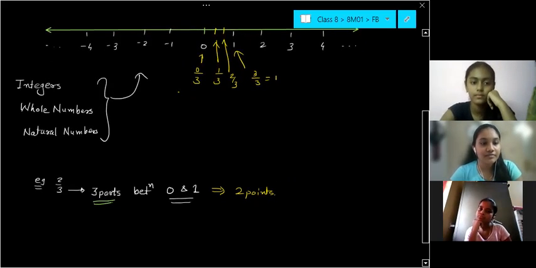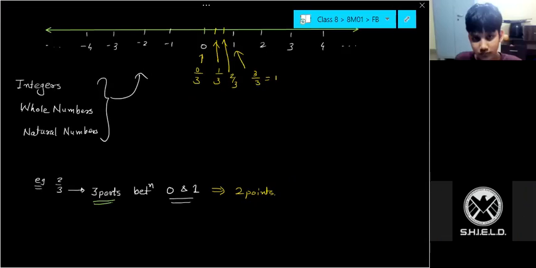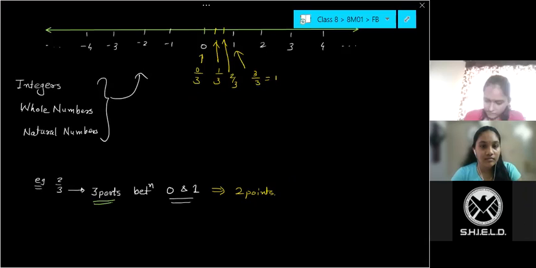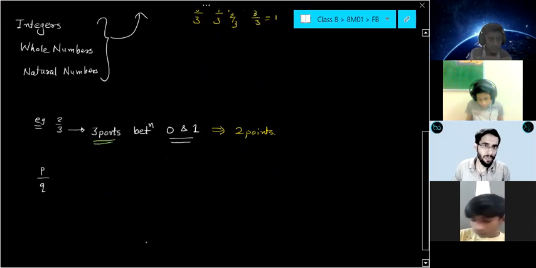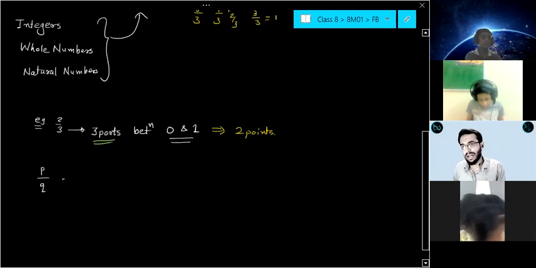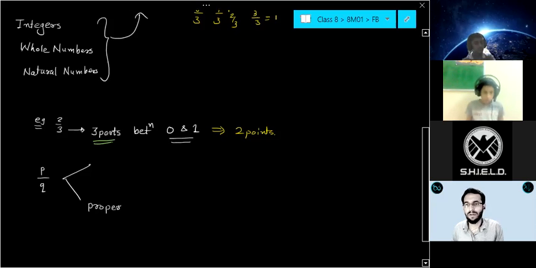Now see here, everyone. Now let me add a few points. See, all rational numbers are in the form of P by Q. Yes or no, everyone? First, you need to check whether this P by Q given form is a proper fraction or an improper fraction. Are you getting my point, students? Please give me some response.